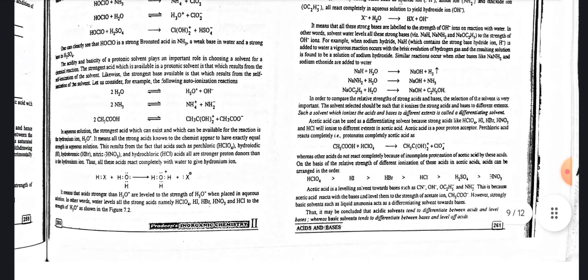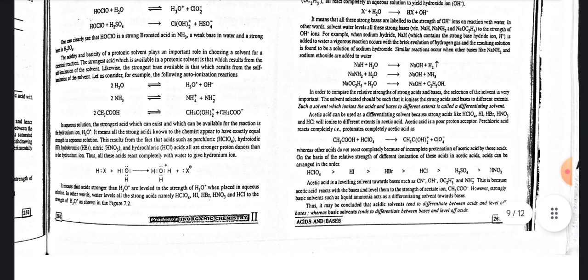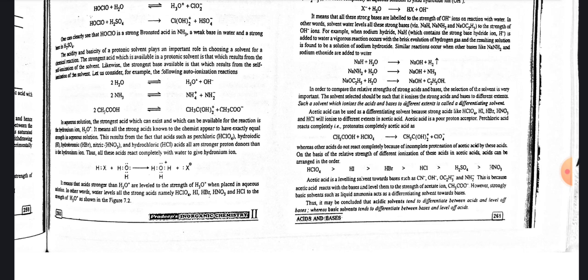Leveling effect. The strength of an acid or a base depends largely on the nature of the solvent used for the dissolution. Let us consider the dissolution of hydrogen chloride in three different solvents: ammonia, water, and sulfuric acid. One can clearly see that HCl is a strong acid in NH3, a weak base in water, and a strong base in H2SO4.